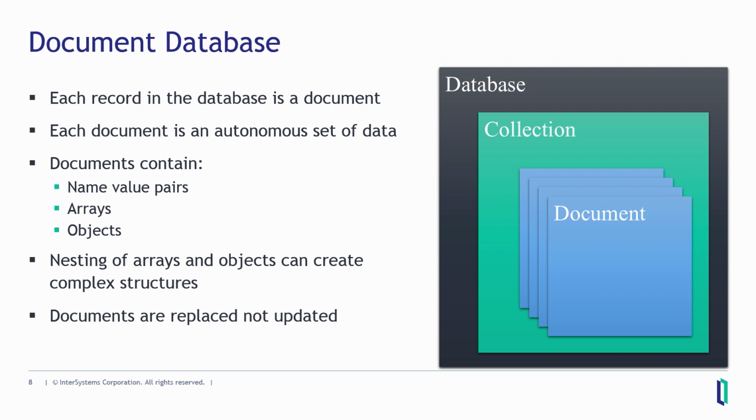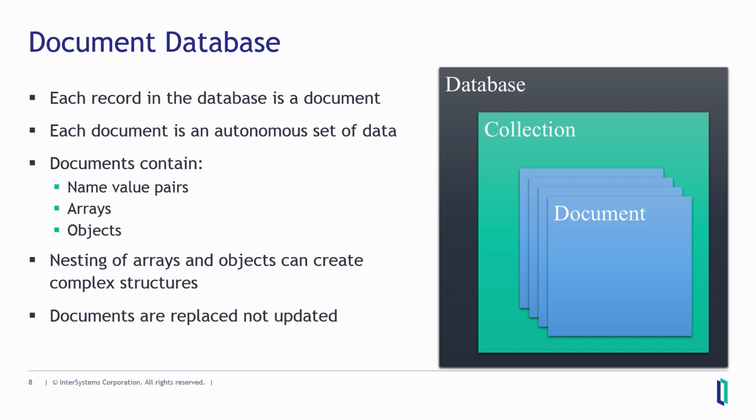In a document database, each record stands on its own, okay? Meaning that there's no referring out to other tables. You've got name-value pairs in there, you've got arrays, you've got objects, you can nest these things, you can create tree structures within these things. These items can get fairly complex.